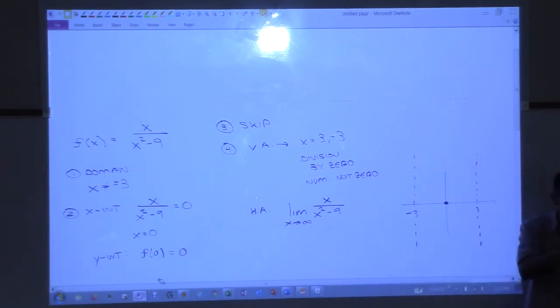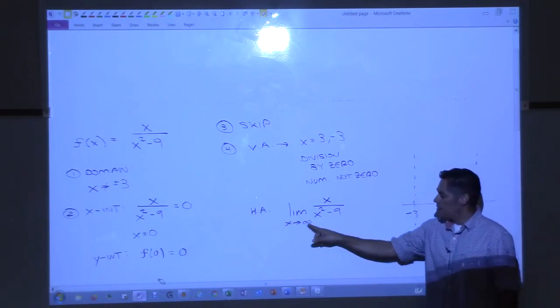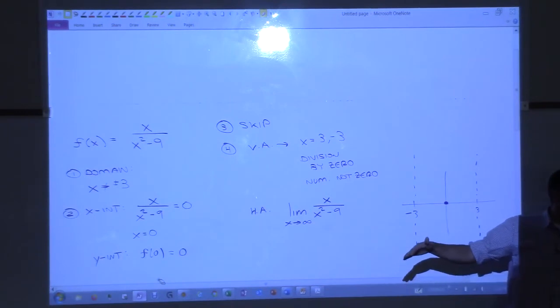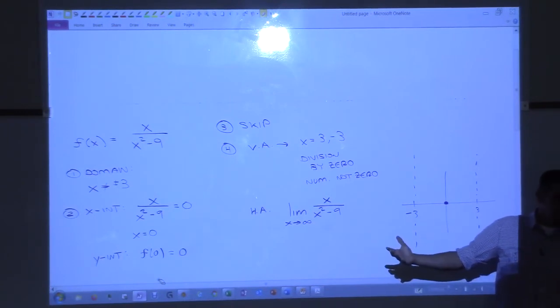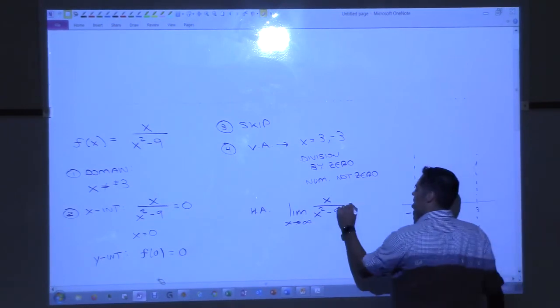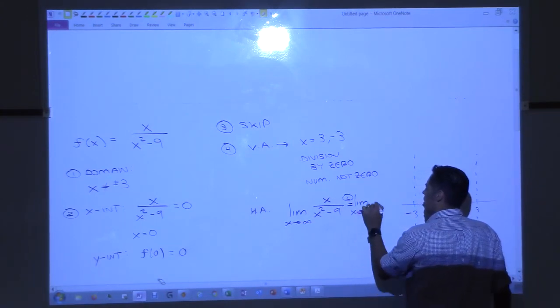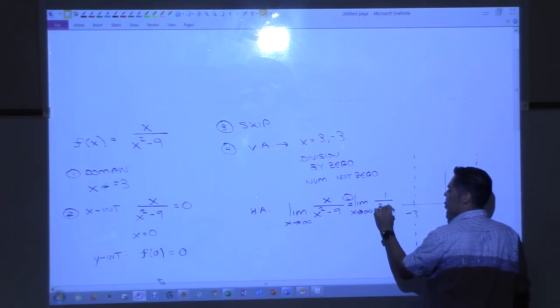Does it flatten out to something? So we take this limit. We say what happens as x goes to positive infinity. We get infinity over infinity, right? L'Hopital's rule, right? We can use it here. So L'Hopital provides us with the derivative of top, which is 1, derivative of bottom, which is 2x.